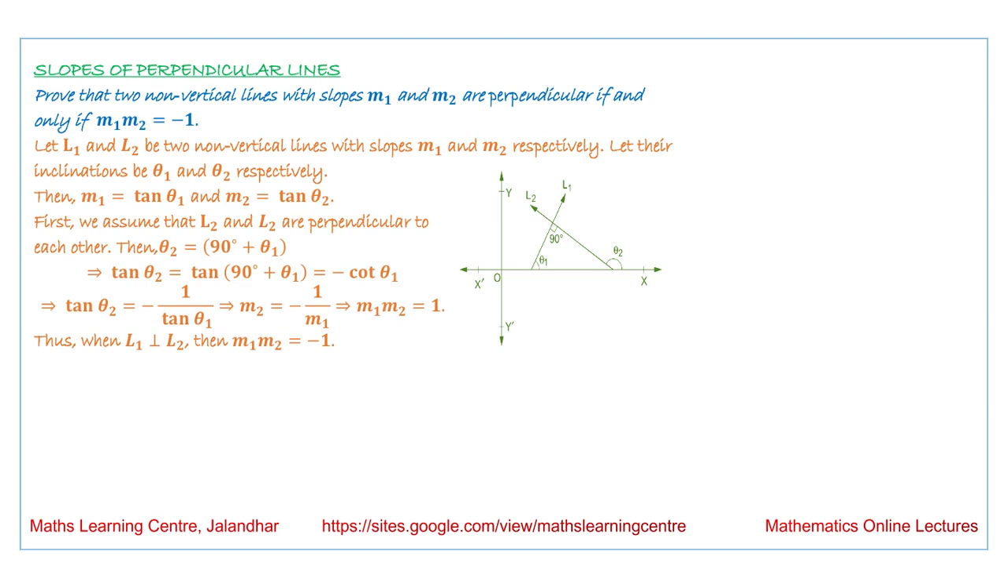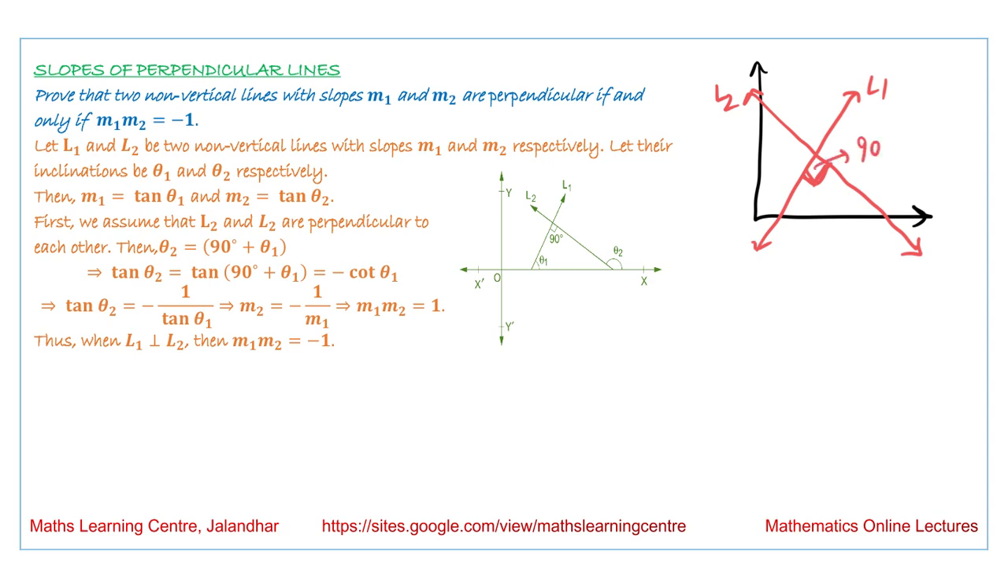Next is slopes of perpendicular lines. Again, we are considering two lines which are perpendicular to each other. This is the line L1, this is the line L2, and both these lines are perpendicular to each other, meaning this angle is 90 degrees.